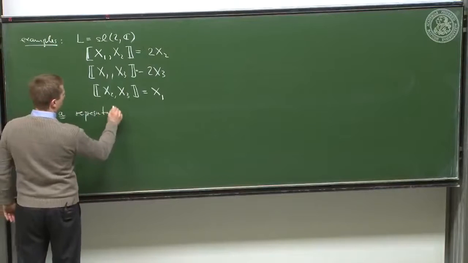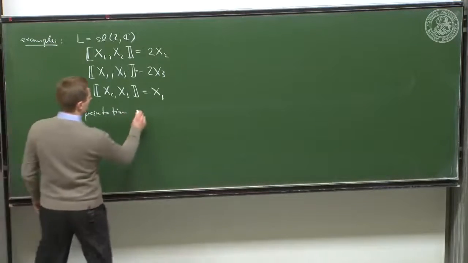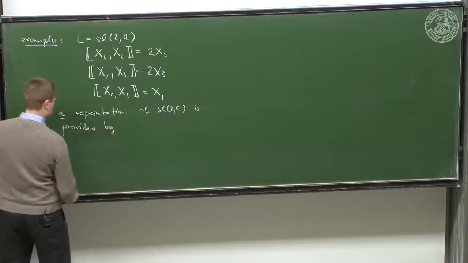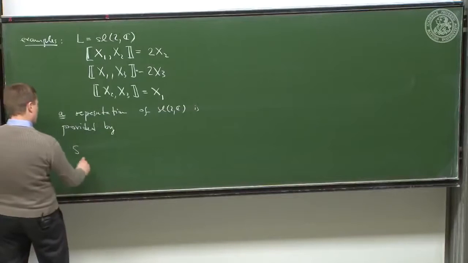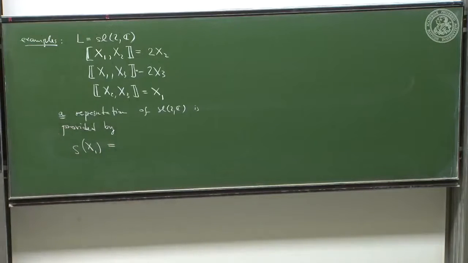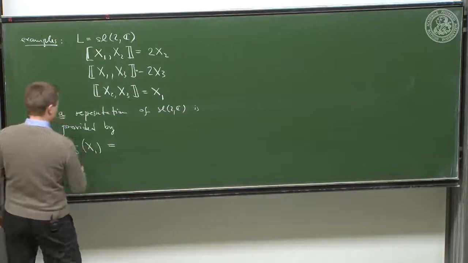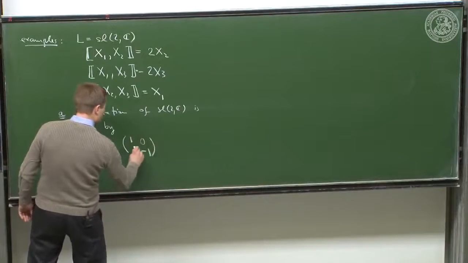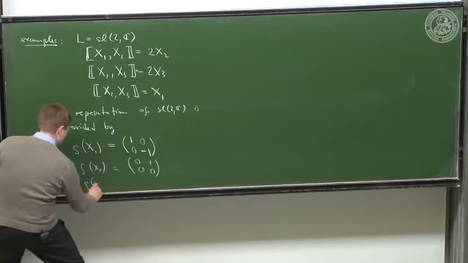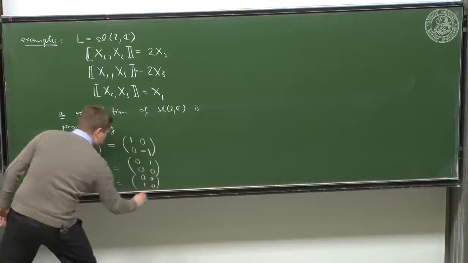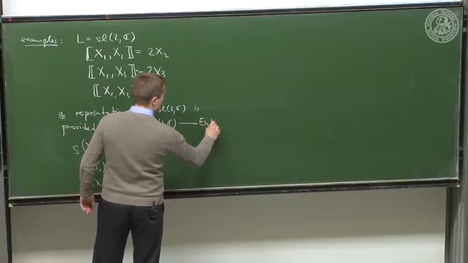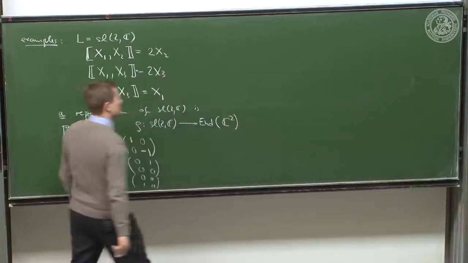Now, a representation, because in general there are many, many representations, a representation of SL2C is provided by, let's call it rho, and it takes the first Lie algebra basis vector. Because it's a linear map, it suffices to prescribe it on a basis, right? So I prescribe it on a basis. I say this one is (1, 0; 0, -1). On the second one, it's (0, 1; 0, 0). And rho on the third one is (0, 0; 1, 0). So what I'm obviously doing here, I'm providing a representation of SL2C which chooses as its representation space, let's say, C2.